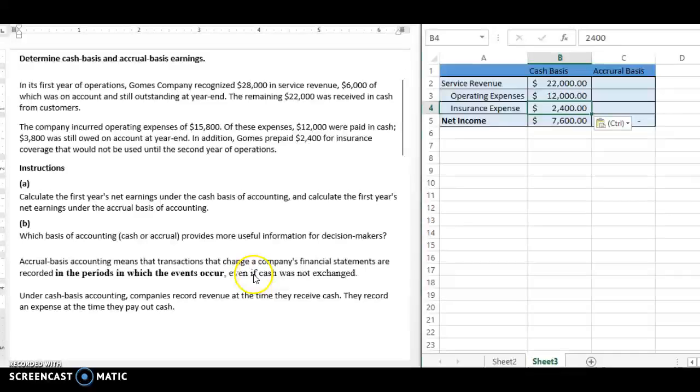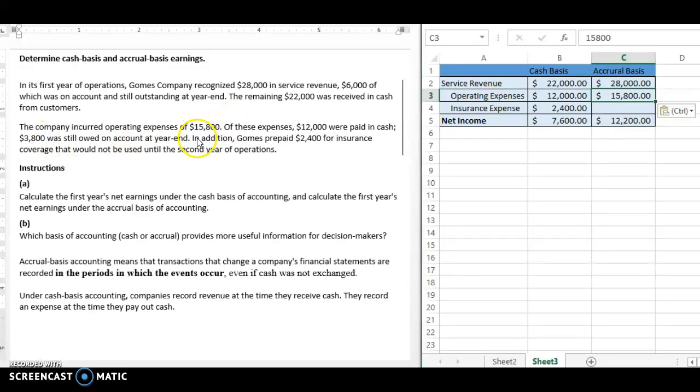Now, this is talking about when the events occurred. So, in the first year, they recognized $28,000 in service revenue. So, we see that they don't worry about what was on account or how much cash. It was the revenue total. It was $28,000. Next, the operating expenses happened this first year, which were $15,800. Again, the remaining $3,800 is not needed in this equation because we're just talking about when the expenses occurred.